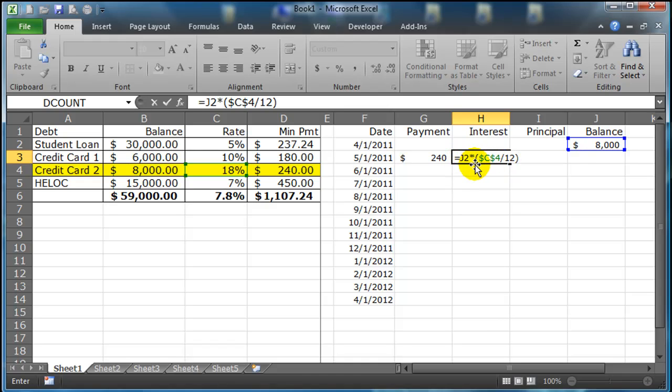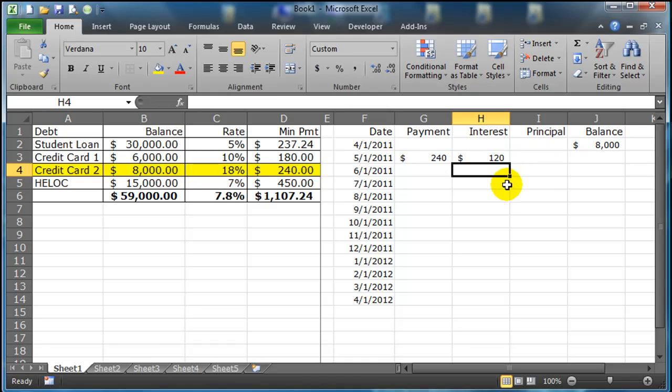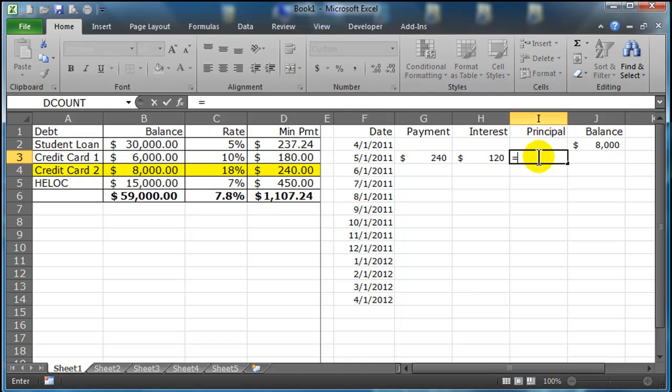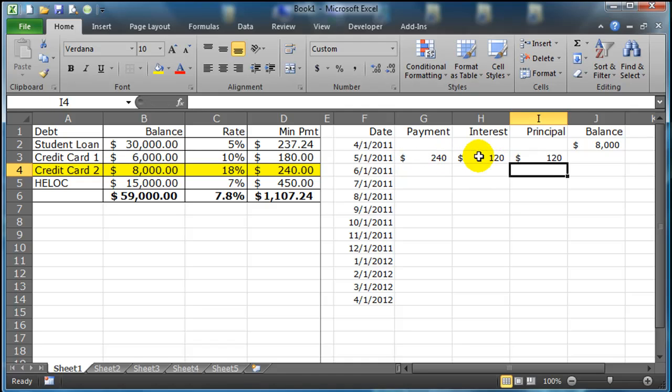So it'll be my outstanding balance times my annual interest rate divided by 12. So when I pay $240, $120 of that is going to go towards interest. Principal is going to be the amount of my payment minus the amount that applied to interest. The rest goes to principal, which reduces my overall debt.